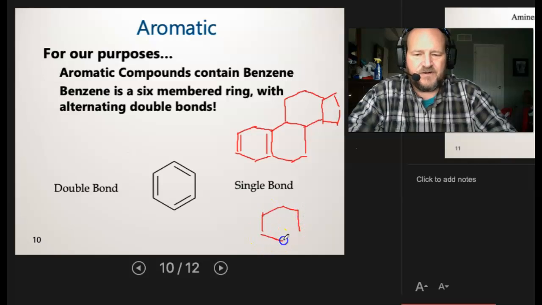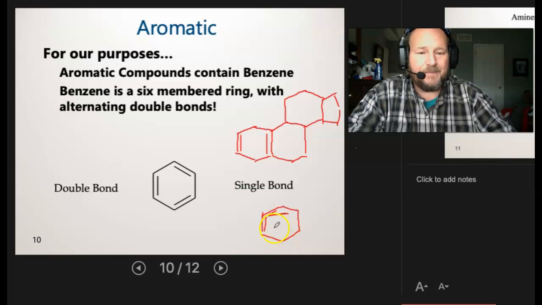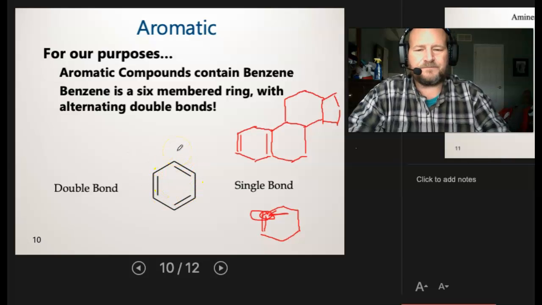So if I have a 6-membered ring and I put a double bond here and a double bond here, that cannot happen. Physically, that carbon has to be linear now, and then you can't make a ring that way. So they have to be alternating, or they can be completely across the ring from each other. But if you don't have 3 of them and they're not alternating, it's not aromatic.